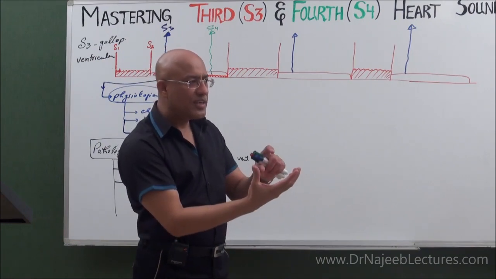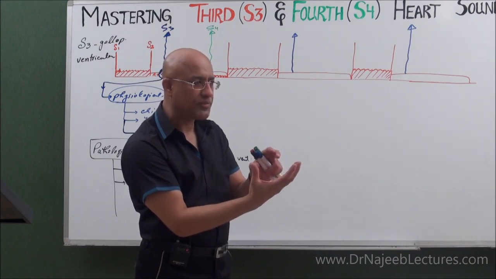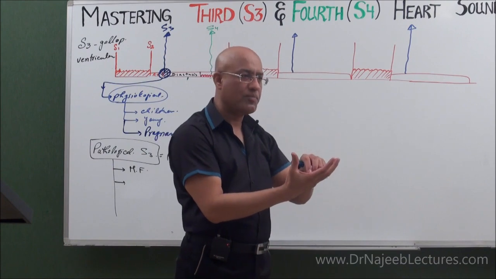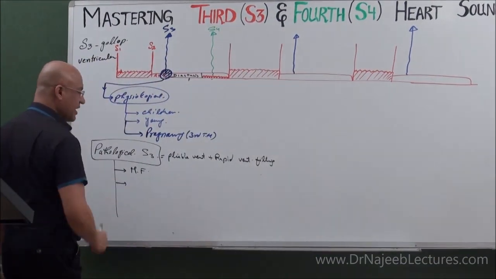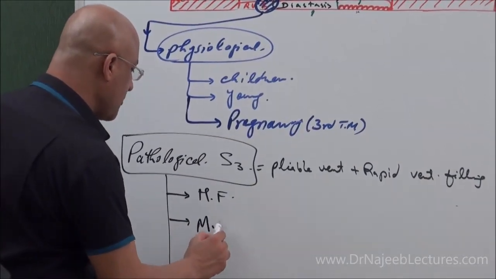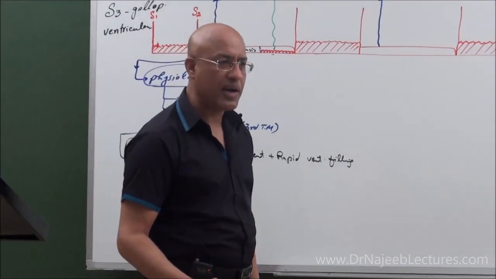So the blood which is left after the systole in a failing ventricle is too much, and even a little rapid inflow will lead to vibration. So number one, heart failure or congestive cardiac failure. And number two, MR, mitral valve regurgitation. It produces heavy inflow of blood.